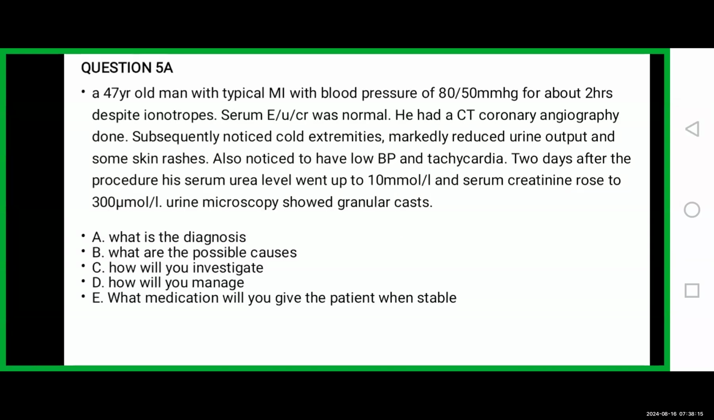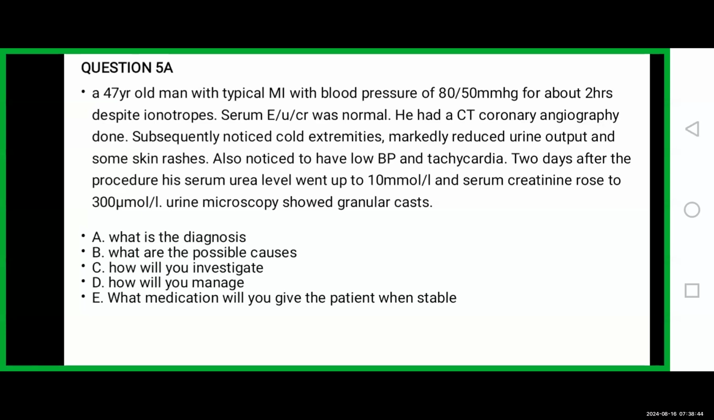Next slide. The question says, a 47-year-old man with typical MI with blood pressure of 80/50 millimeters of mercury for about 2 hours despite inotropes. Serum urea and creatinine were normal. He had a CT coronary angiography done. Subsequently he was noticed to have cold extremities, markedly reduced urine output, and some skin rashes. Also noticed to have low BP and tachycardia.